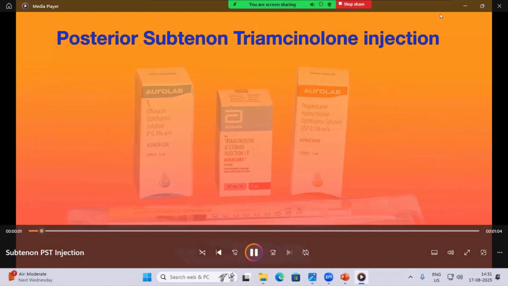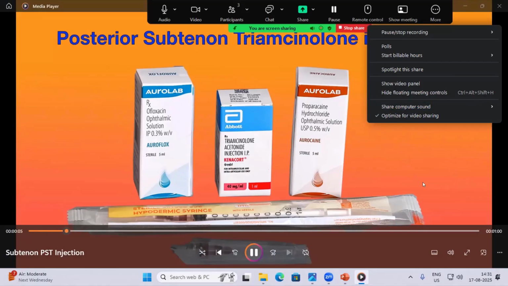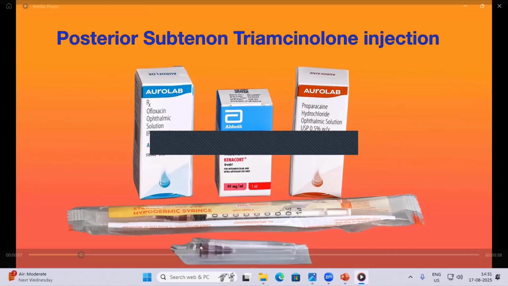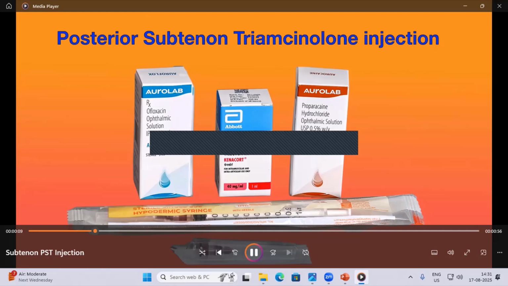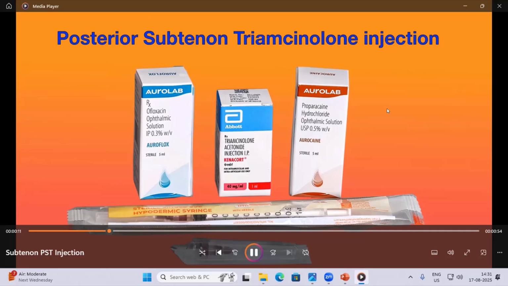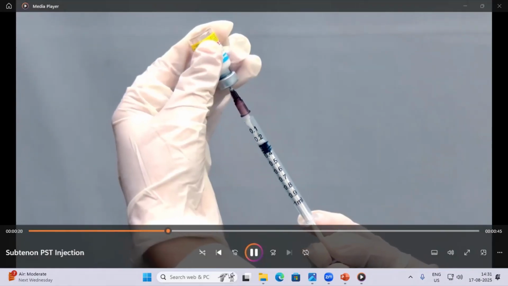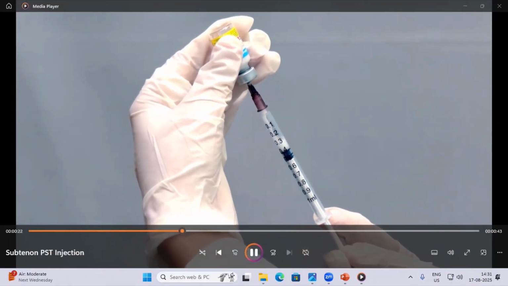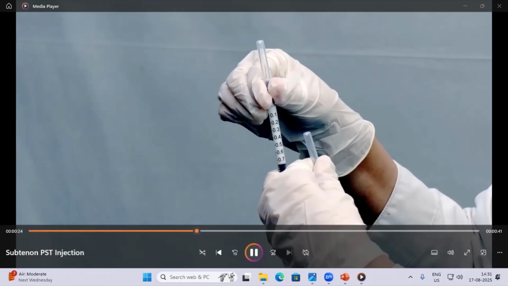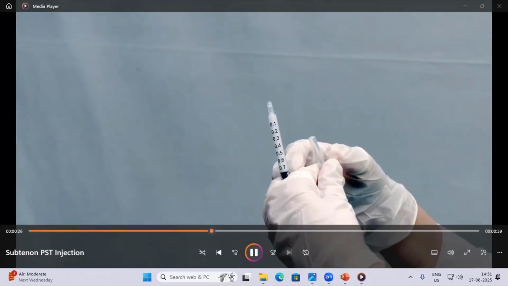Things required for PST injection are a 1 cc syringe, 26 gauge needle, triamcinolone acetate vial, topical anesthetic and antibiotic agent. The vial is shaken well before loading the drug. The required dosage of drug is then gently loaded. A fresh 26 gauge needle is then used for injection.